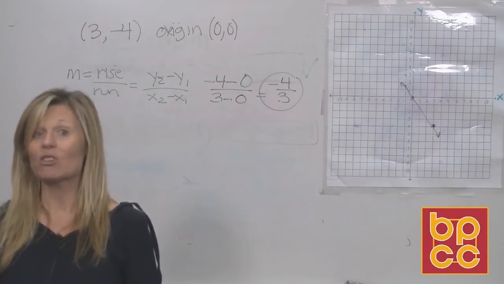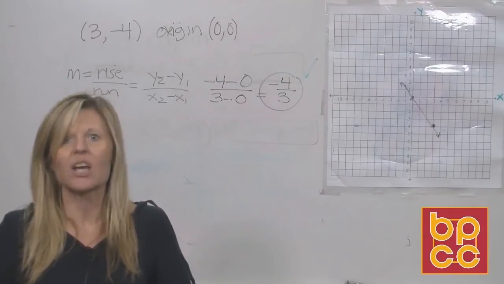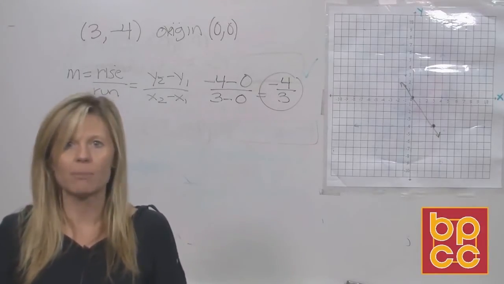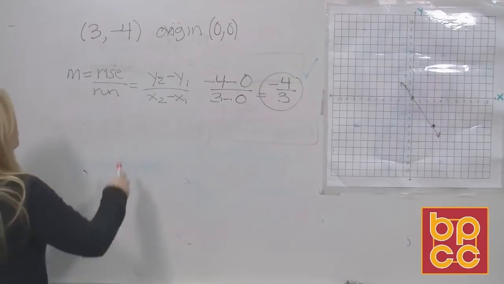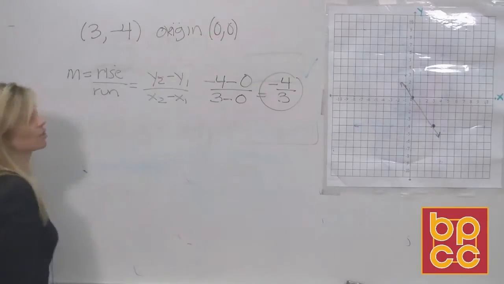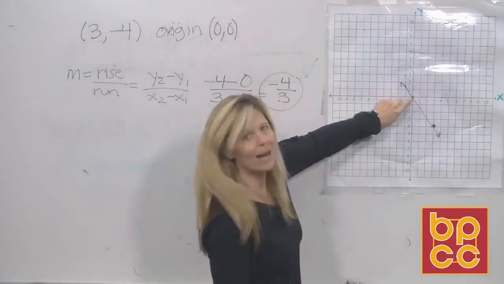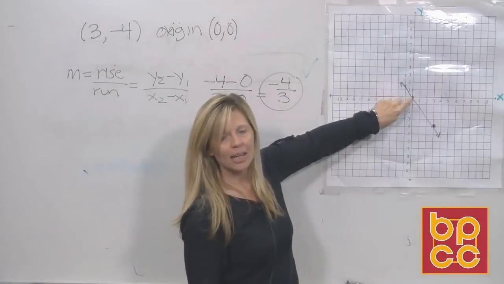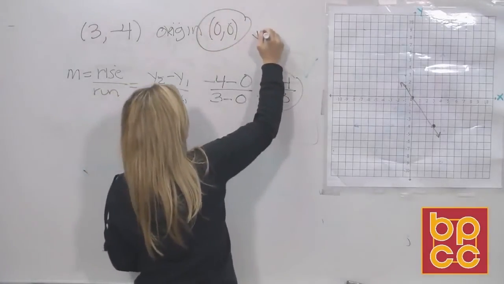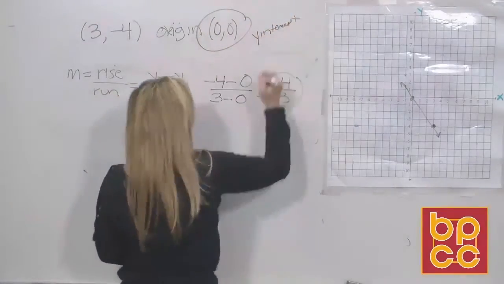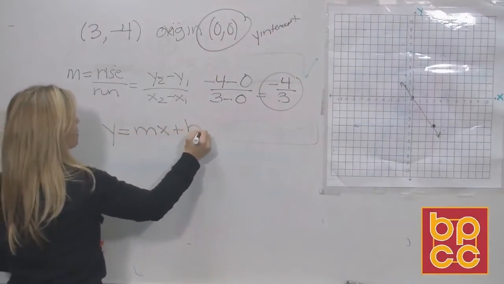Well, again, guys, here's the decision. If you know where the line touches the y-axis, if you know the y-intercept, then you would use y equals mx plus b. So let's look. Do either one of these points touch the y-axis? Heck yeah, right there. The origin is the y-intercept. So we have the y-intercept. So now all we got to do is fill in y equals mx plus b.